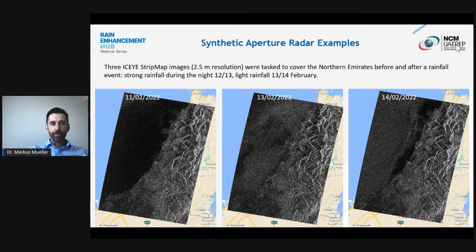So before this weekend in February, where there was a rain event forecast, we tasked 3 images. The first one before the actual rainfall, and then 2 more images during the predicted rainfall. And these are strip map images, as mentioned before, at 3 meter or 2.5 meter resolution, tasked over the Northern Emirates. And if you look at these intensity images right now, apparently you don't see any differences.